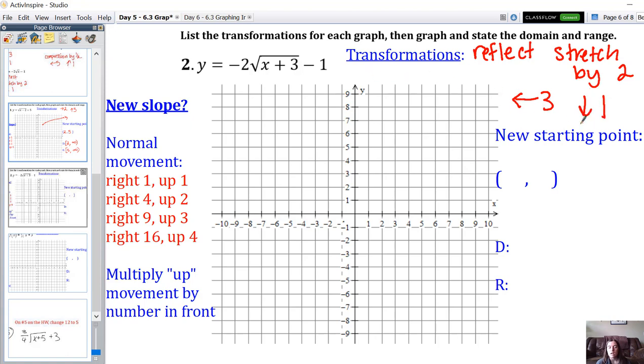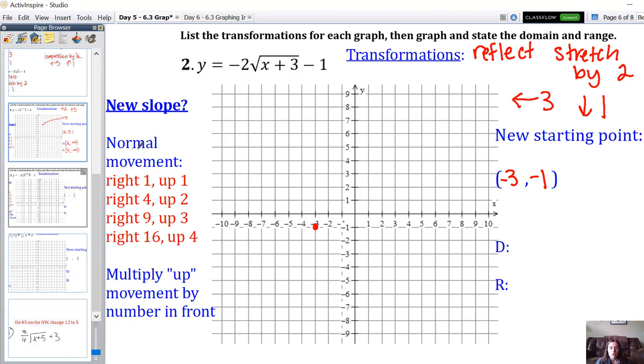This left 3 and down 1, those help us figure out our new starting point. So from the origin, we're going to go to the left 3 and down 1. That is our new starting point: -3, -1. Then, since we have this 2 out front, this -2, that's what's gonna affect our movement.